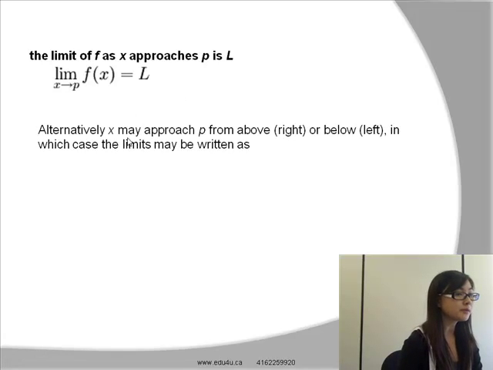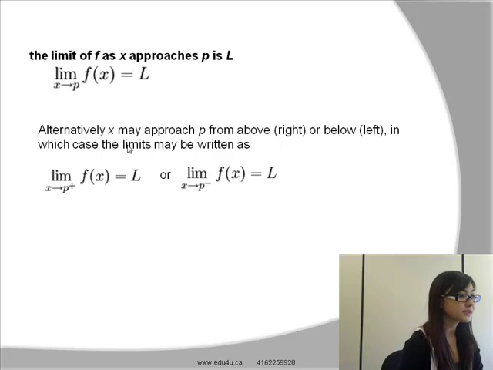Alternatively, x may approach p from the left side or the right side, in which case the limits can be written as the limit as x approaches p from the right side. This positive sign on top of p represents x approaching p from the right side, of f of x equals L. Or the limit as x approaches p from the left side, in which this negative sign on top of p means x is approaching p from the left side, of f of x equals L.